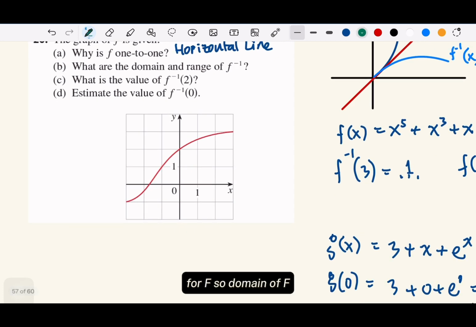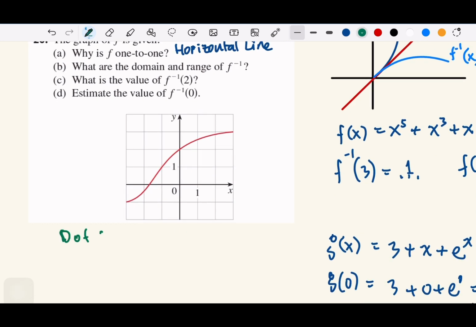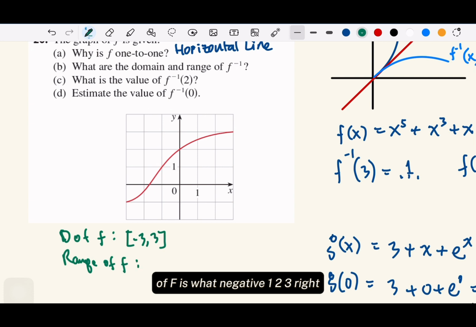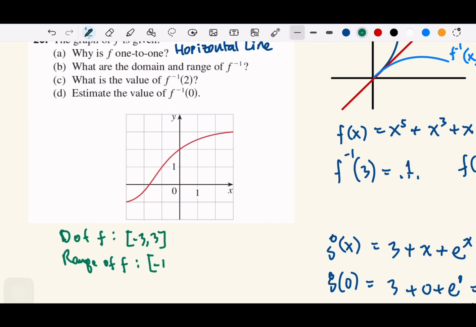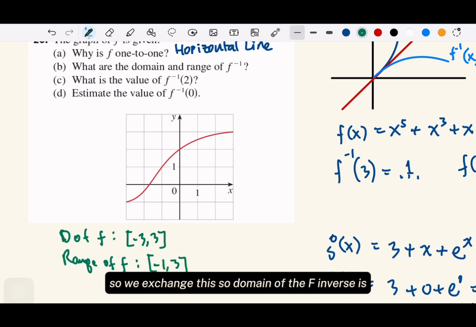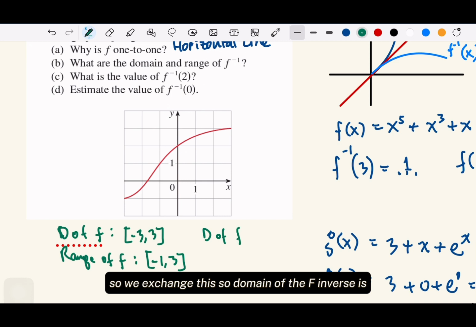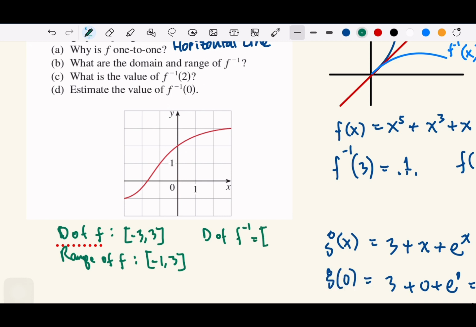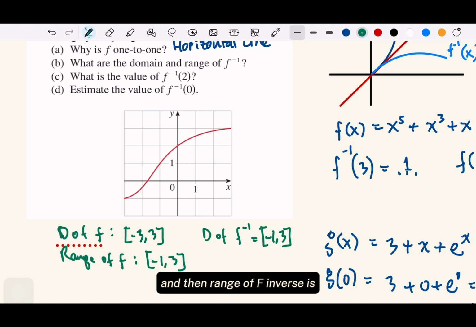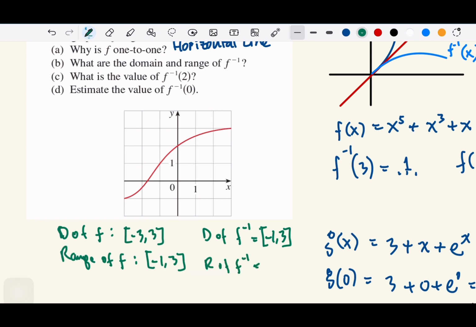So the domain of f is negative 3 to 3, right? And then the range of f is what? Negative 1 to 3, right? So we exchange this. So the domain of f inverse is this, and then the range of f inverse is this. Okay.